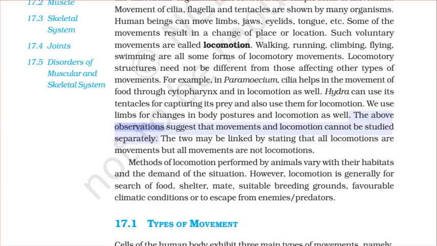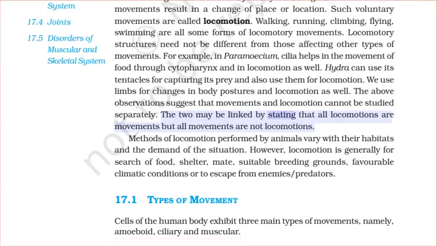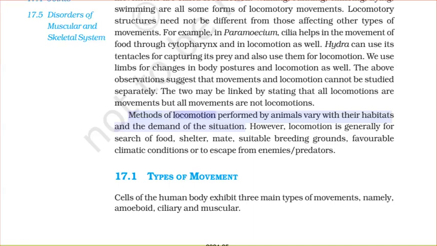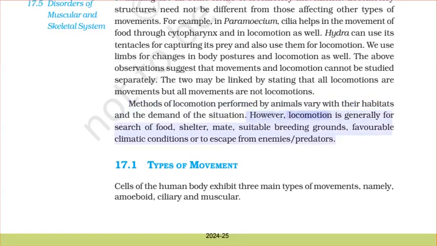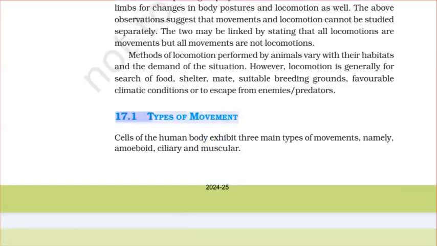The above observations suggest that movements and locomotion cannot be studied separately. The two may be linked by stating that all locomotions are movements, but all movements are not locomotions. Methods of locomotion performed by animals vary with their habitats and the demand of the situation. However, locomotion is generally for search of food, shelter, mate, suitable breeding grounds, favorable climatic conditions, or to escape from enemies or predators.